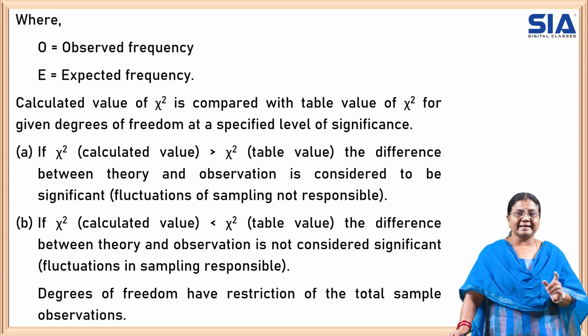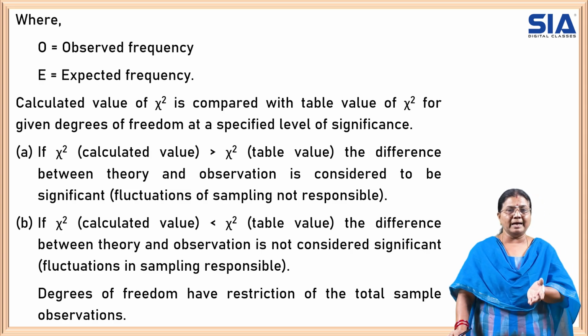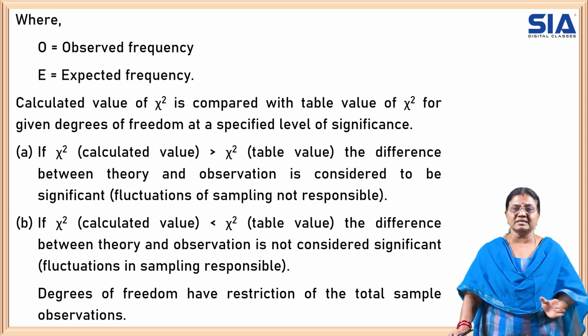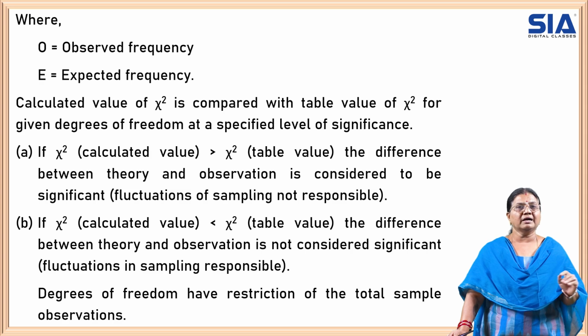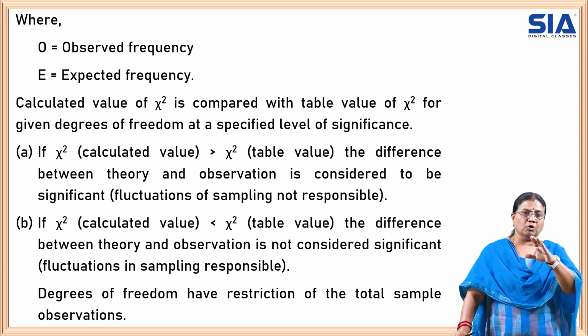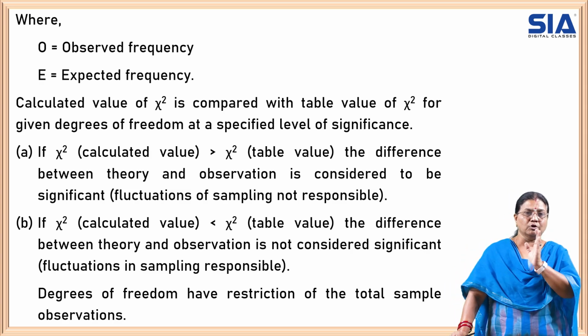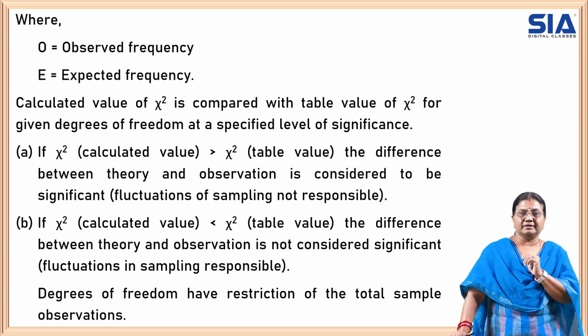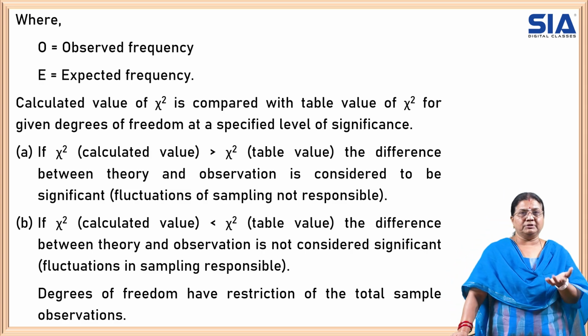If the chi-square calculated value is less than the chi-square table value, the difference between theory and observation is not considered significant, and the fluctuations in sampling are responsible. So here you can understand, if the calculated value is more than the table value, the difference is significant. If the calculated value is less than the table value, then it is not considered significant. So it depends on the hypothesis we frame.